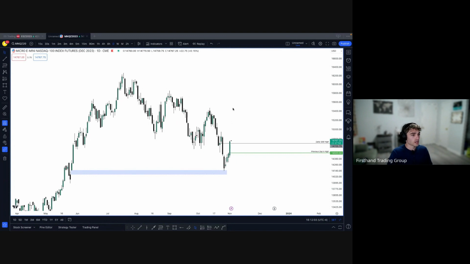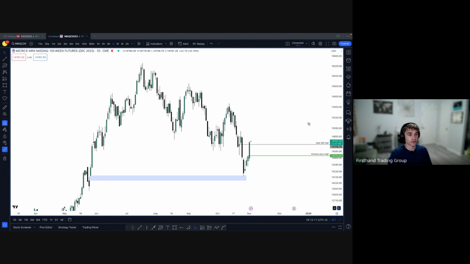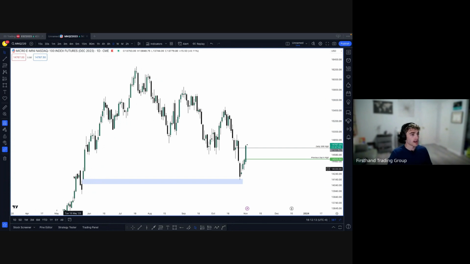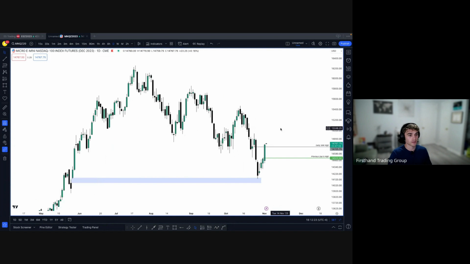All right, so this trade was on the NASDAQ. I monitored the NQZ 2023 charts for the trade, but I traded it on the micro contract just so I could build up a position and show an example of pyramiding. So I'm just going to chart it out here on the micros so I can show you exactly what I was looking at.